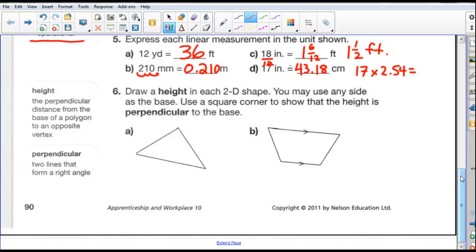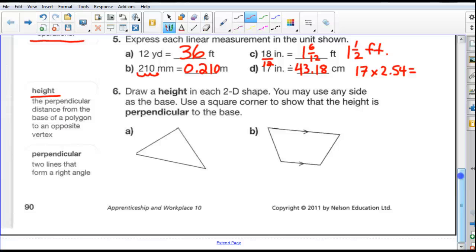Okay, let's talk about height of an object. It says draw a height in number 6 in each 2D two-dimensional shape. You may use any side as the base. Use a square corner to show that the height is perpendicular to the base. Okay, so we're talking about the height of an object. By definition, it's the perpendicular distance. Perpendicular means a right angle, 90 degrees, from the base of the polygon to an opposite vertex.